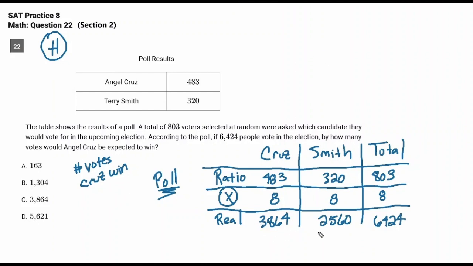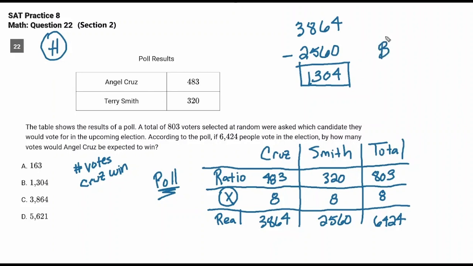So you got all the information you need. By how many votes is Cruz going to win? It's obviously going to be subtracting these two numbers. I know you're going to use your calculator. You really don't need to here. It's 1304. That's the answer. It's B. And hey man, good job. You're done with SAT Practice Test 8.